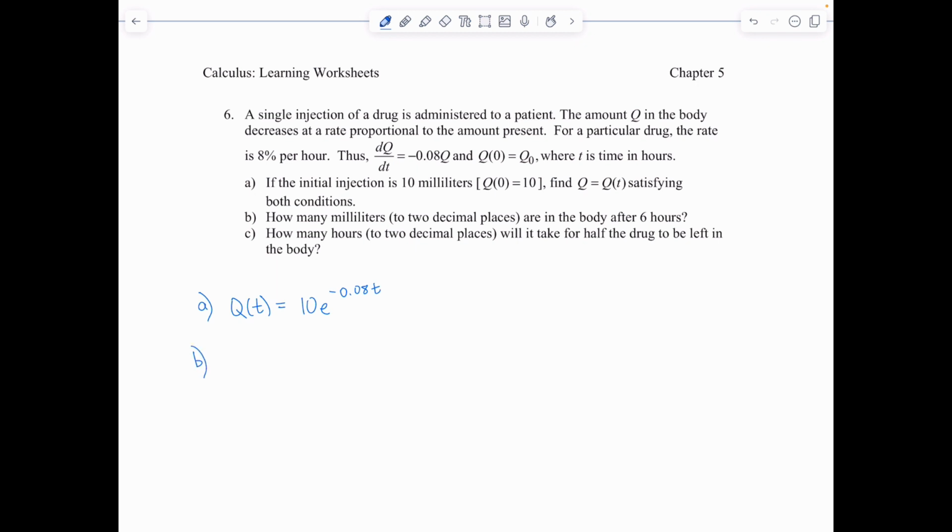How many milliliters to 2 decimal places are in the body after 6 hours? So now let's use our equation. We'll plug in 6. We're wanting Q of 6. So we're looking at 10 e to the negative 0.08 times 6. And this will give us 10 e to the negative 0.48. So we have approximately 6.19.